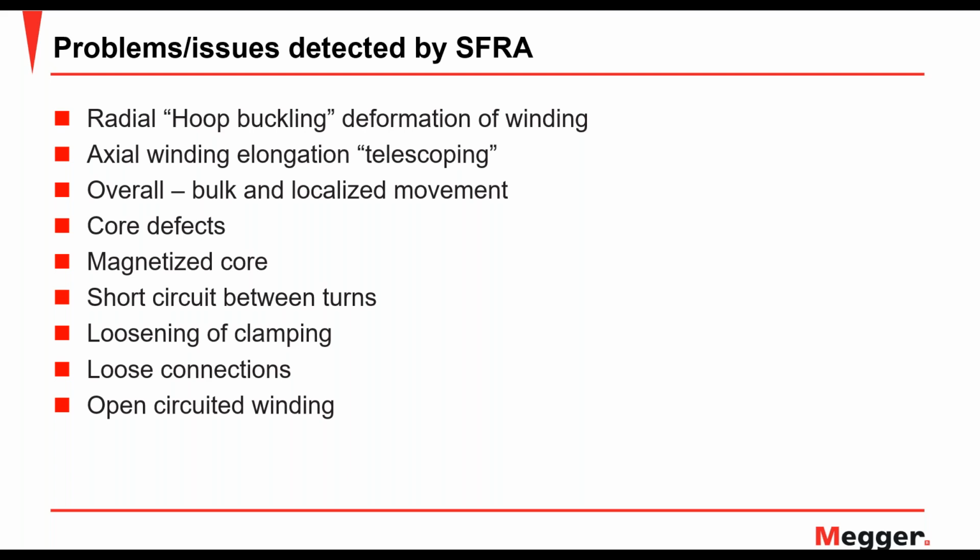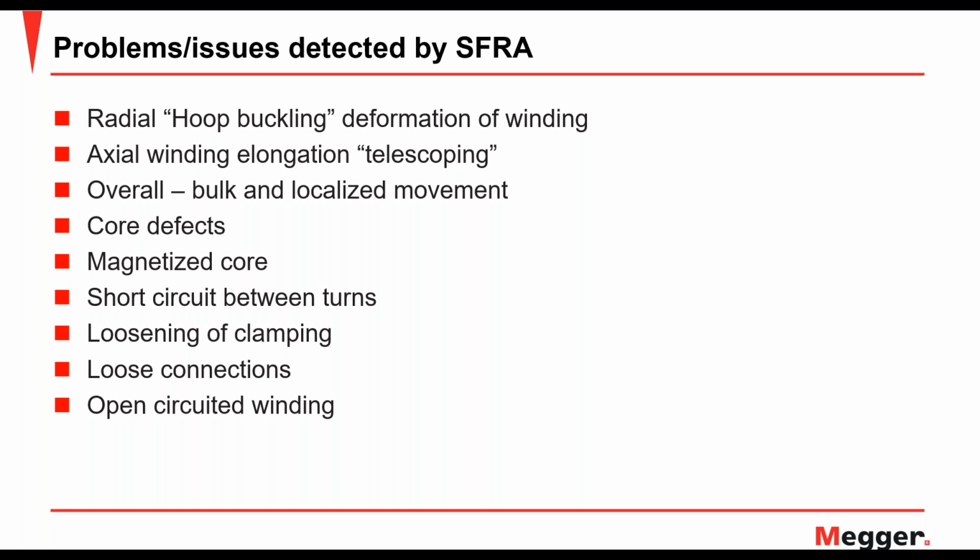Besides that, there can be problems with the core, core grounding, the core being corroded, things of that nature. Magnetism in the core can influence the readings. Winding conditions, any interturn shorts, loosening of clamping. The windings are clamped under high pressure. The sheets are clamped together. So any problems with that can result in deviations, loose connections.